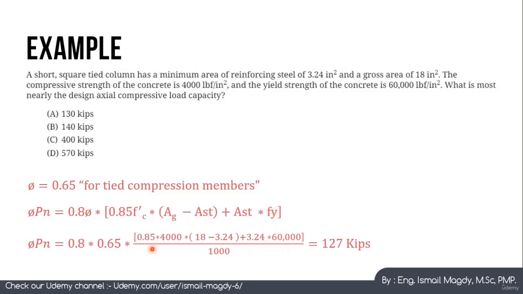All of this is going to be divided by 1000 because instead of psi we want it in ksi, because instead of pounds we want it in kips, which is 1000 pounds, because all of the choices are in kips. So solving this equation, you find that phi Pn equals 127 kips. So the closest answer is the first option here, which is 130 kips.